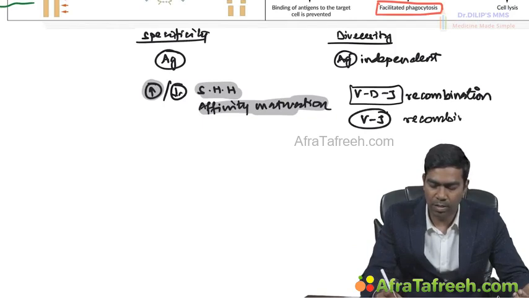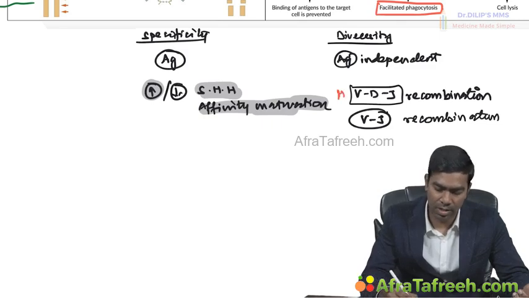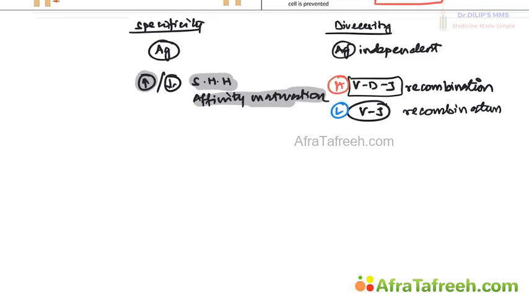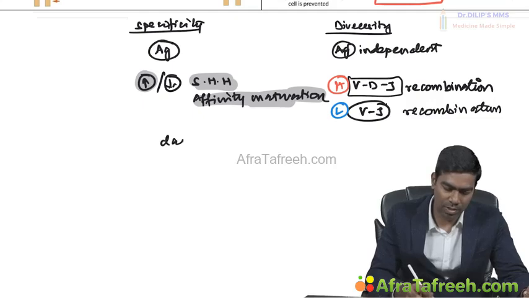Why did I say VJ recombination? Because this VDJ recombination happens for the heavy chains and this VJ recombination is going to happen for the light chains. That's why I told you two separately, VJ recombination, VDJ recombination. This is the one that determines the diversity. So specificity also determines the class switching as well.